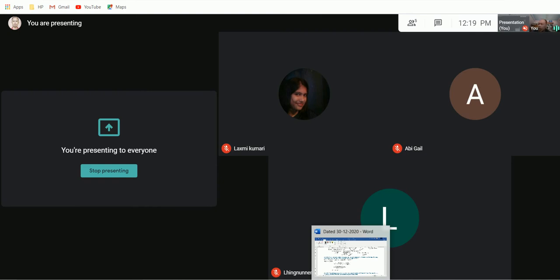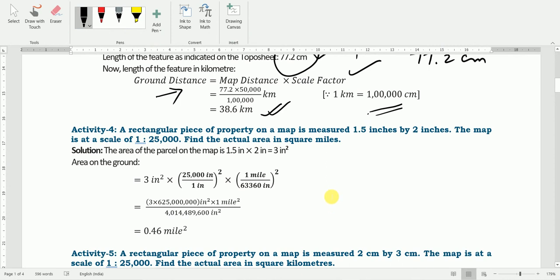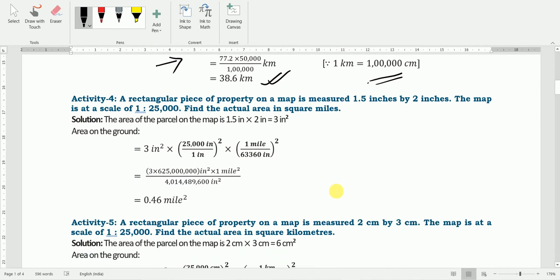Okay, if you don't have questions, let me proceed. Activity 4 is about measurement of area. Let us read. A rectangular piece of property on a map is measured 1.5 inches by 2 inches.